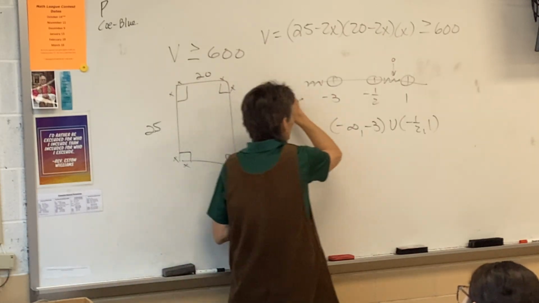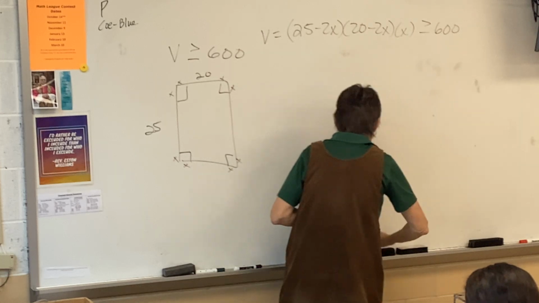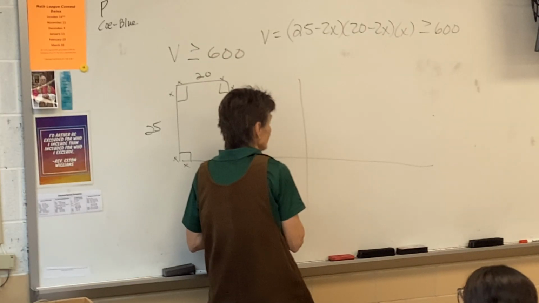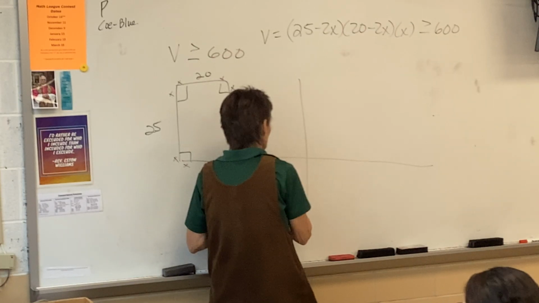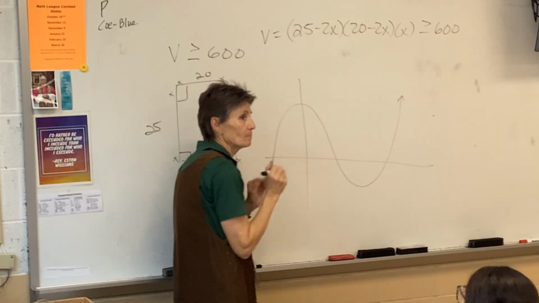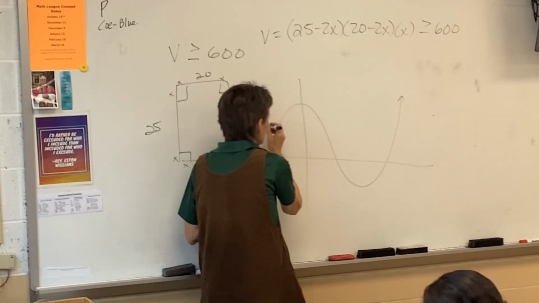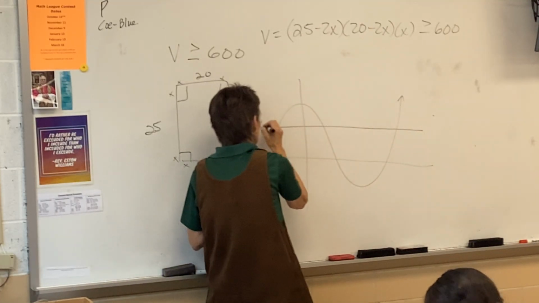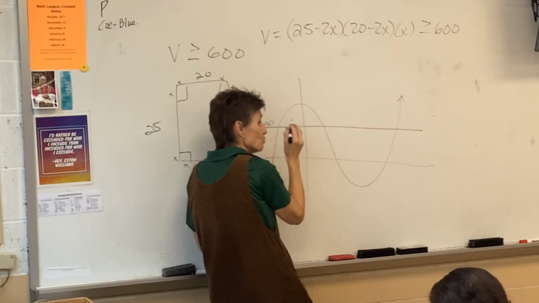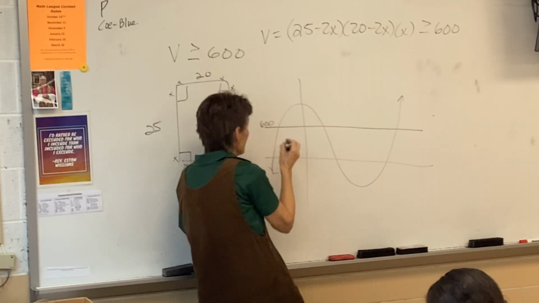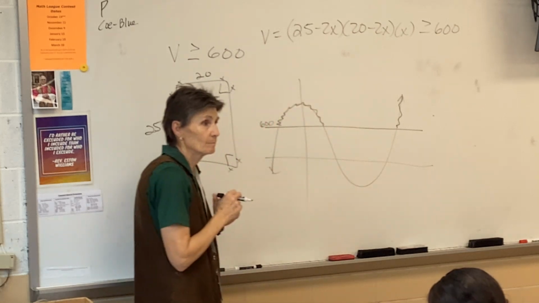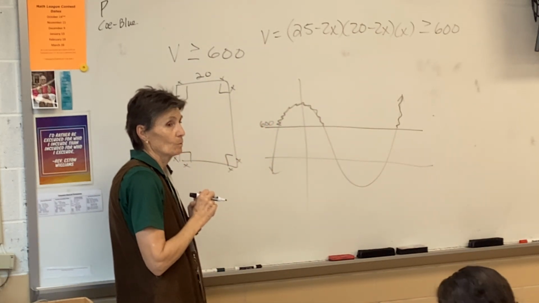So if we look at this on our calculator, if we graph that volume equation, it's a cubic. I don't know exactly what it's going to look like, but it looks something like this. And then we graph the line 600. If we want the volume to be more than 600, then aren't we concerned with this and this? Would you agree?